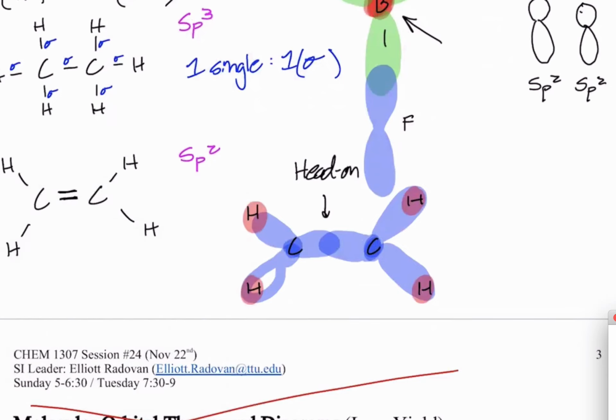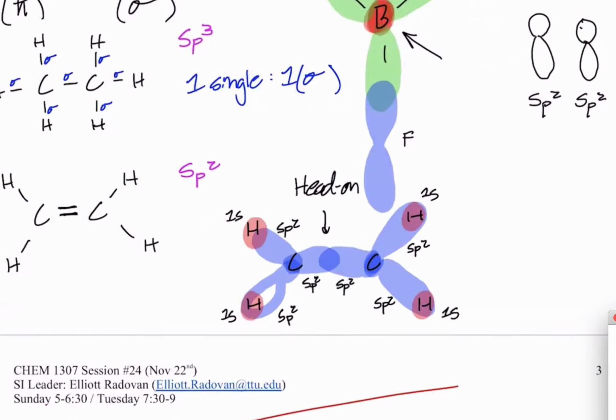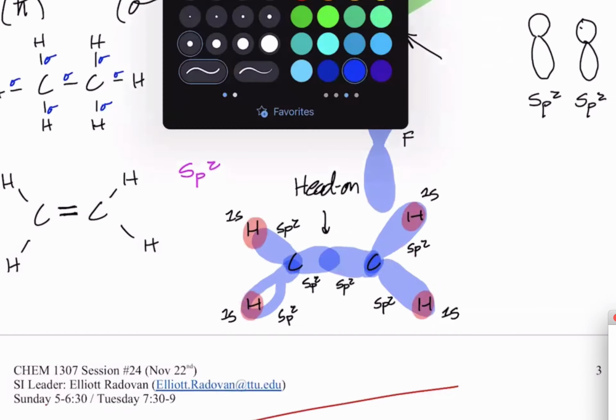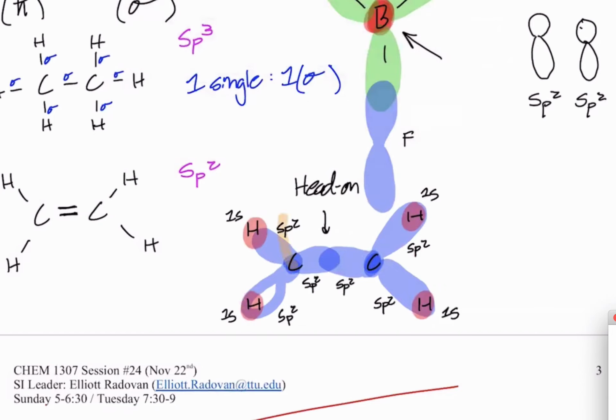So just to label this, that is an sp2, that's an sp2, sp2, sp2, sp2, and sp2. And then each of those hydrogens are 1s. Okay. So what happens is we know that carbon is going to have an extra p orbital. So each of those carbons are going to have these extra p orbitals that are going to sort of look like this. They go above and below the plane because it's shaped like a dumbbell.